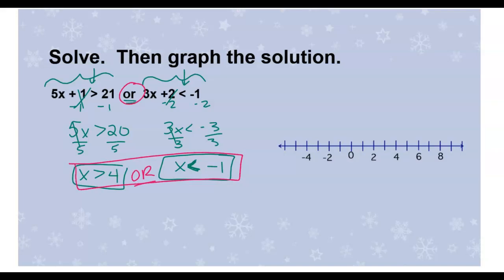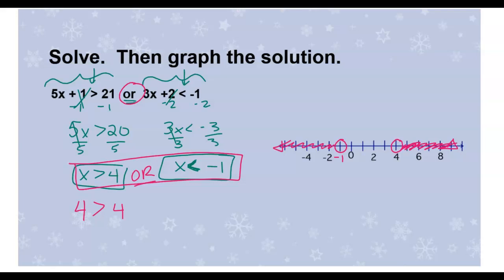So I need to find all the solutions that satisfy x is greater than 4. So open circle, because x is not equal to 4, it's just greater than, so we have to leave it open. And all the values of x that are less than -1. So open circle on -1 and all the values less than that.